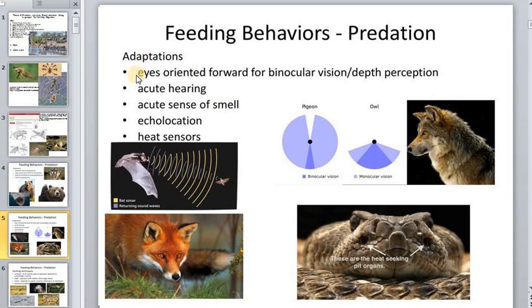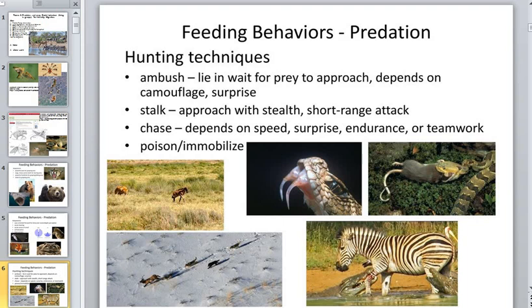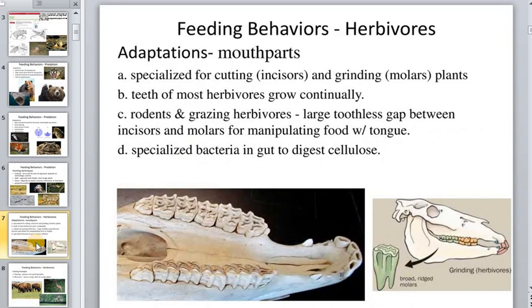Very often the eyes are oriented forward, like a face, yes. The eyes are close together, with very acute hearing, an acute sense of smell, very often echolocation and heat sensors, like in snakes. And you can kill animals different ways. You can just run and kill, but sometimes you use poison for immobilization, for a simple kill.